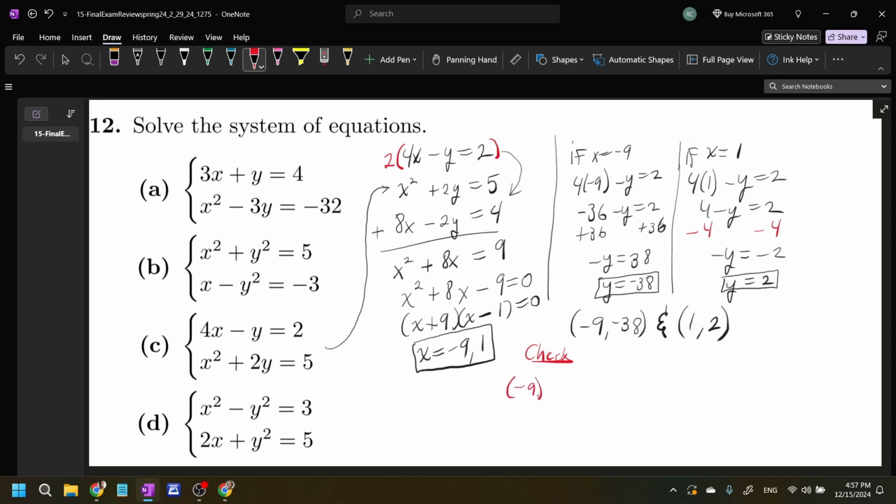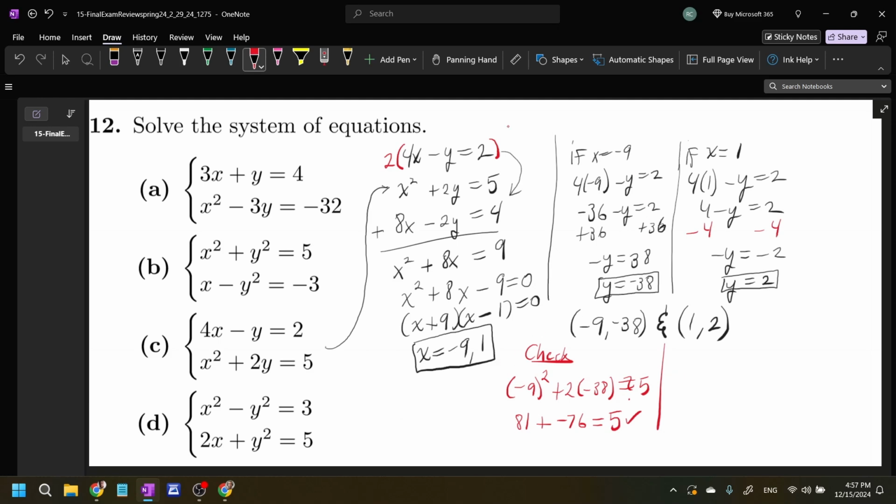So negative 9 squared plus 2 times negative 38. Does that equal 5? So this is 81 plus, what's that, 80 minus 4, 76. So negative 76. That does indeed equal 5. So our first solution is correct. Let's check the other solution.